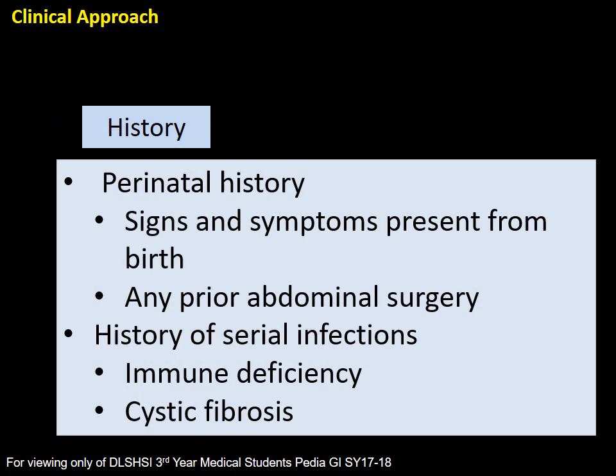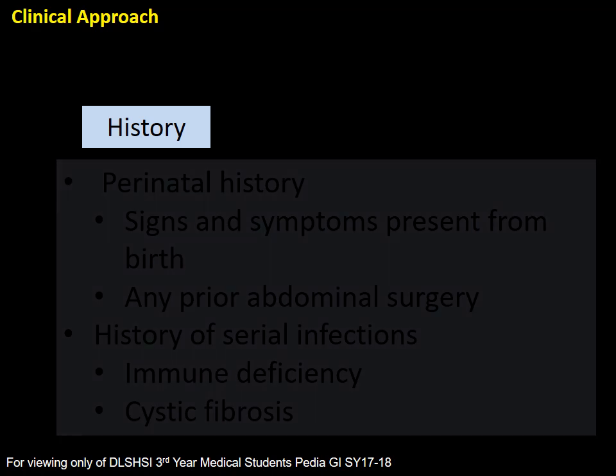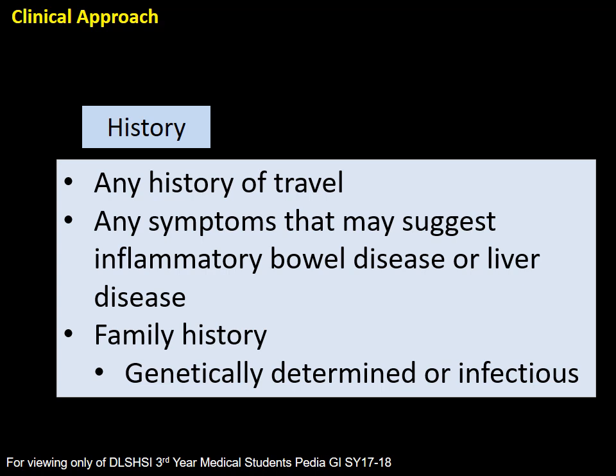Other important points in the history are taking note of your perinatal history, because if the symptoms are present at birth, or any history of serial infection, immune deficiency and cystic fibrosis must be ruled out. Ask for any history of travel. Ask for any symptoms that may suggest IBD or inflammatory bowel diseases or liver diseases, or any genetically determined infection or disease.